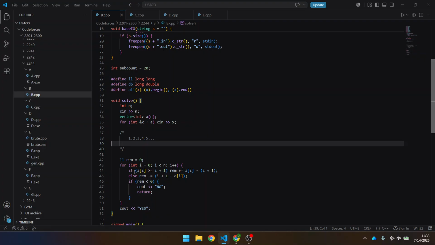Okay, so otherwise, if it's less, rem minus equal to (i plus 1) minus a_i. If at any point the remaining is less than 0, we can output no, because it's just not possible. Otherwise, in the end, we can output yes.